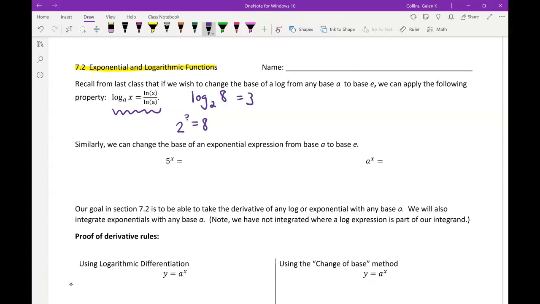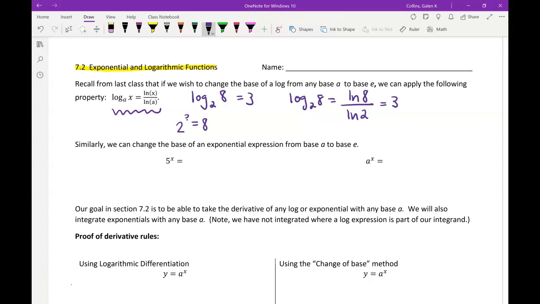But if I wanted to change log base 2 of 8 to be an expression involving the natural log, I could say that log base 2 of 8 equals the natural log of the argument, so the natural log of 8, divided by the natural log of the base we started with, ln of 2. And if you punch that in your calculator and do that division, you will see that that's also 3.